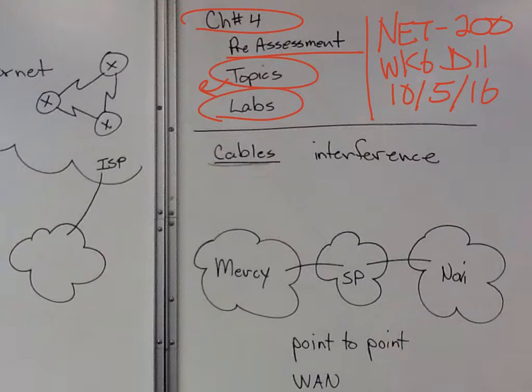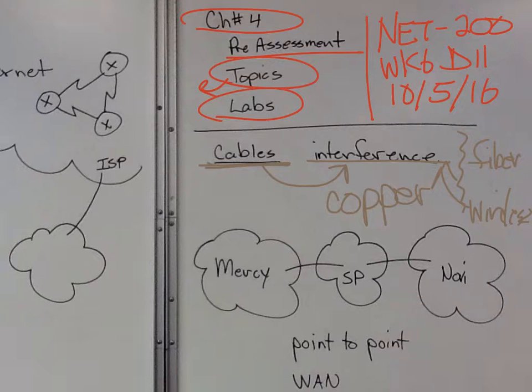Big part of chapter 4 has to do with cables, and we talked a little bit about how when you have copper cables or some type of wire, you have to be concerned about interference. Less concerned with fiber, but there are also issues with wireless. We'll talk about those.